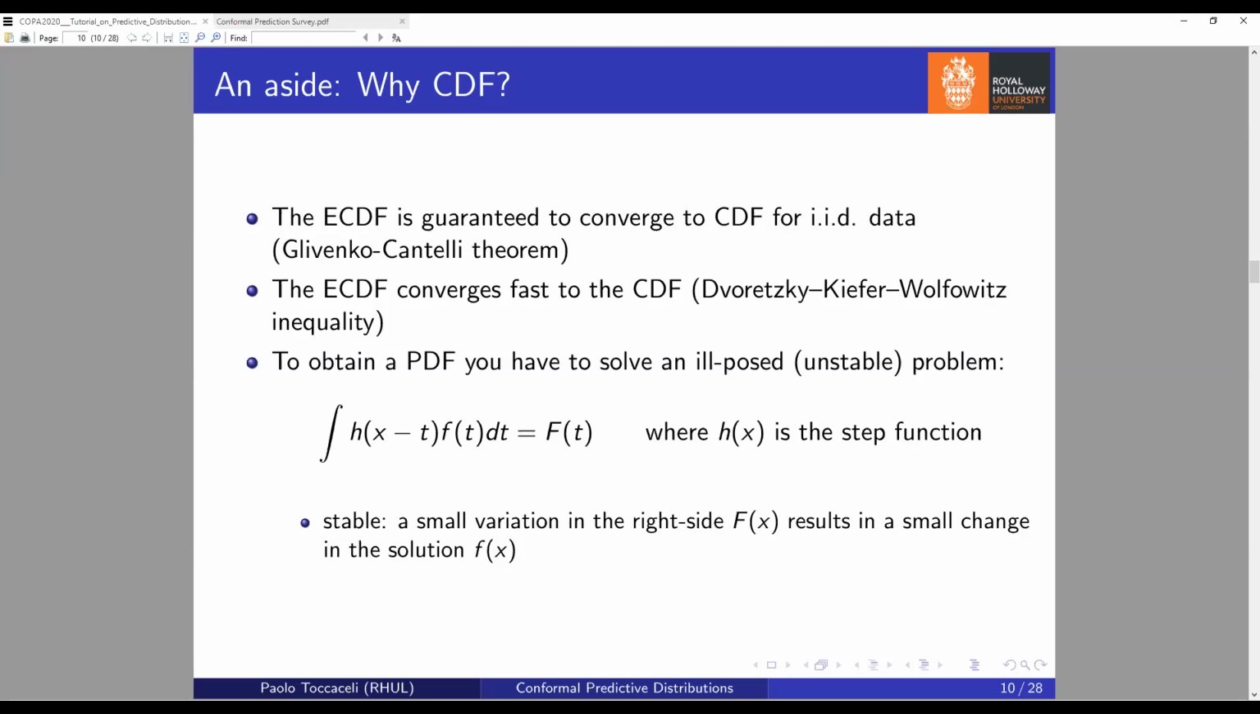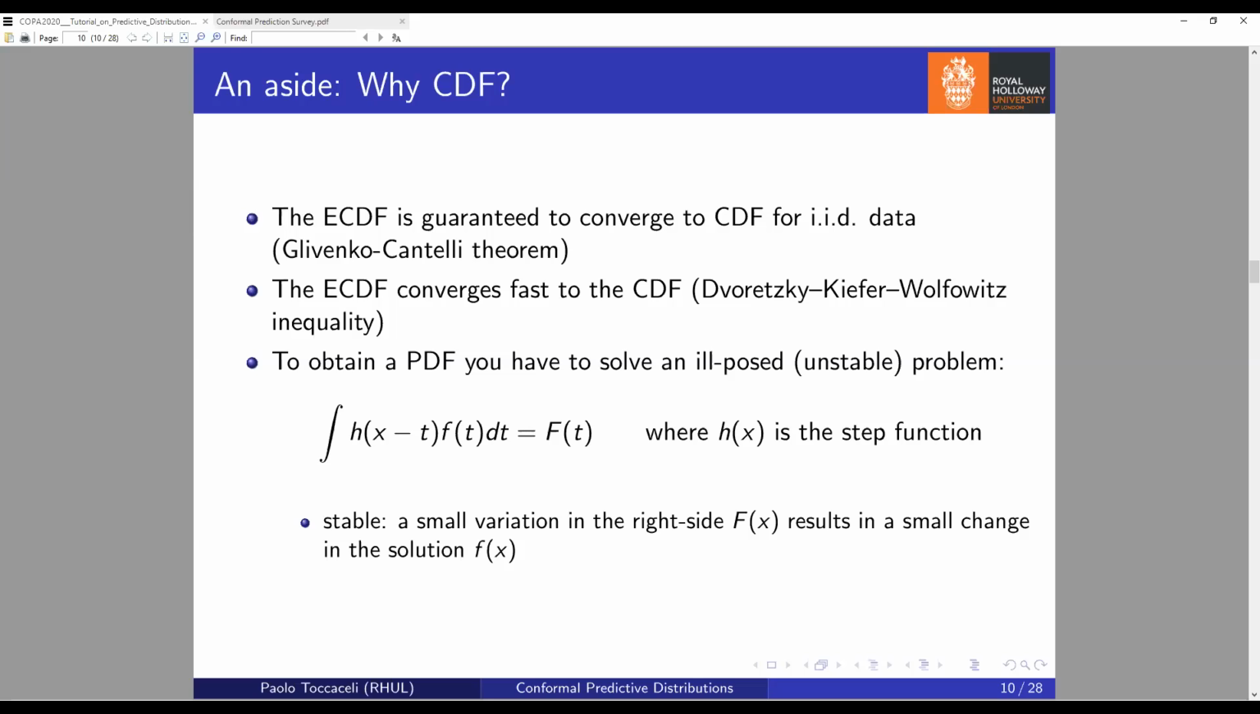So generally, when I talk about CDF, I get perplexed looks from practitioners, because people tend to expect a probability density function. But I will give you a little bit of a sales pitch for cumulative distribution functions. The first thing is that there are theoretical results guaranteeing that the ECDF converges to the CDF for IID data. This is called the Glivenko-Cantelli theorem, and it's a fundamental result in statistics.